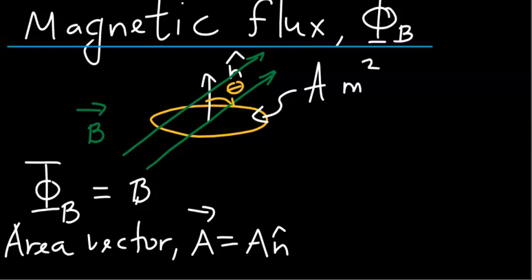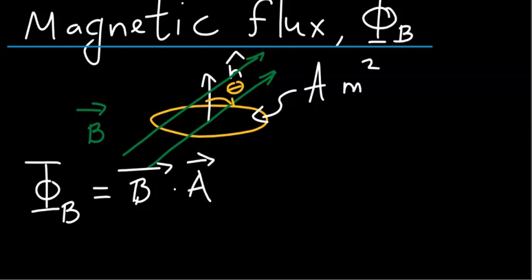Magnetic flux through this area of that loop is defined in the following manner. It is defined as the dot product of that magnetic field vector and the area vector that we have defined below, which can be rewritten as quite simply BA cosine of the angle between the two vectors, and that is theta.